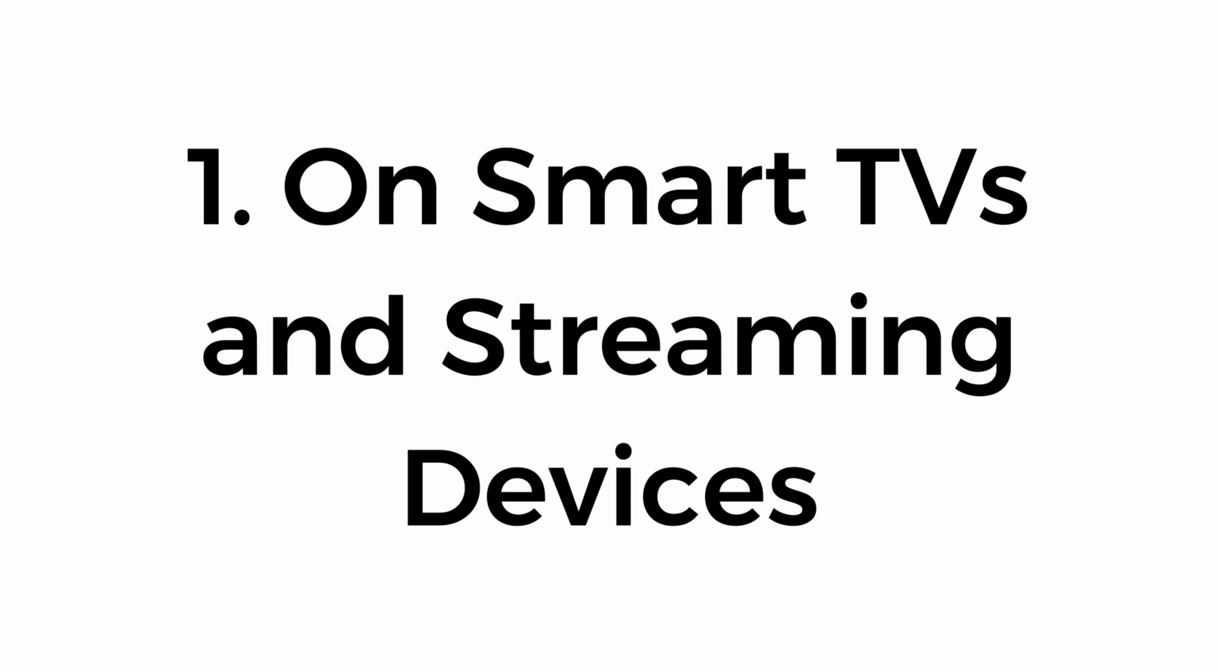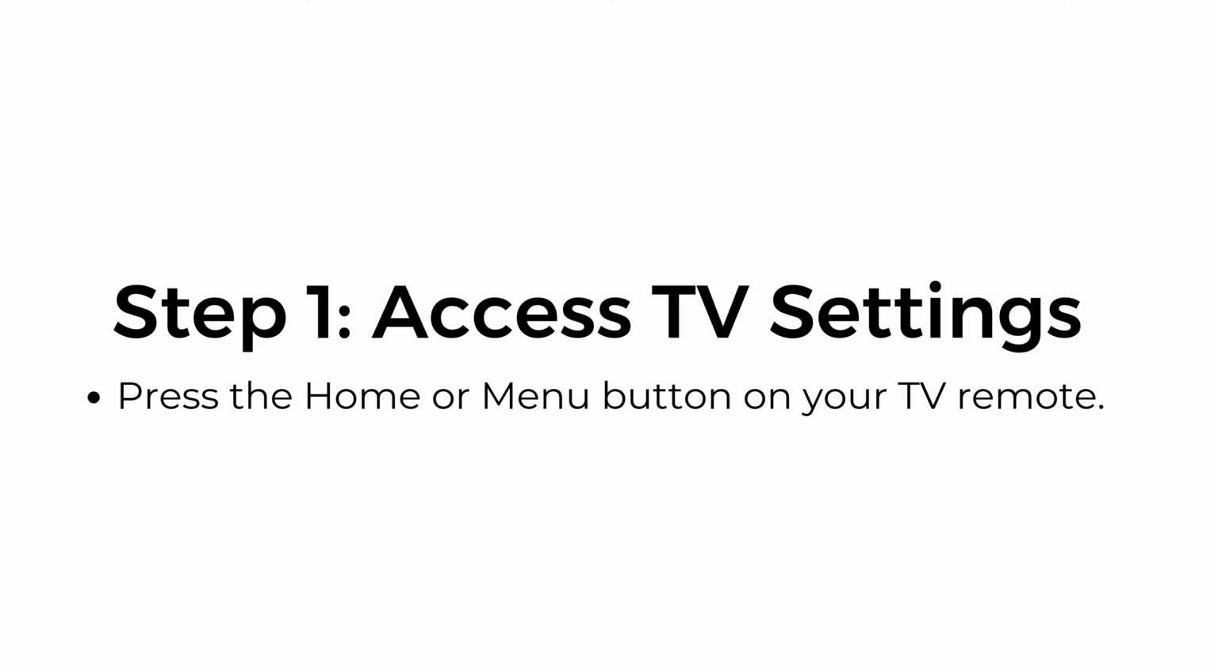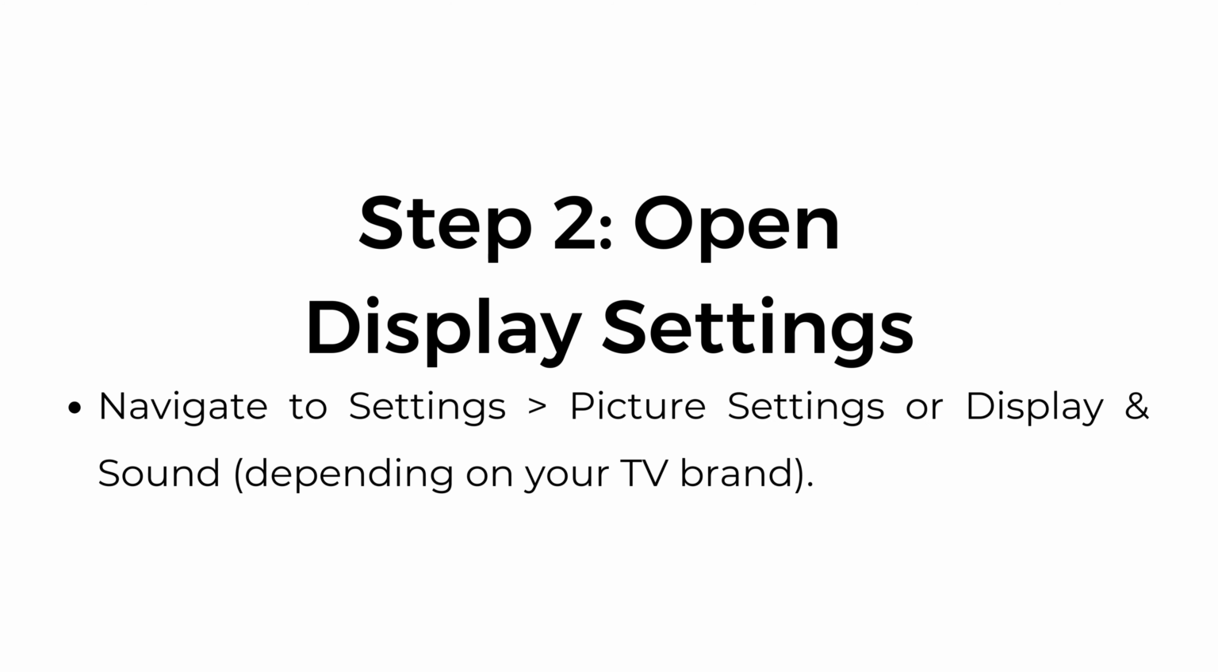1. On smart TVs and streaming devices. Step 1. Access TV settings. Press the home or menu button on your TV remote. Step 2. Open display settings. Navigate to settings > picture settings or display and sound, depending on your TV brand.